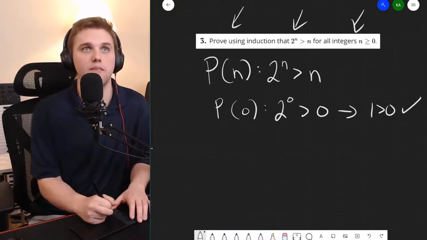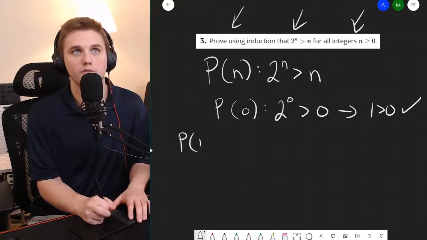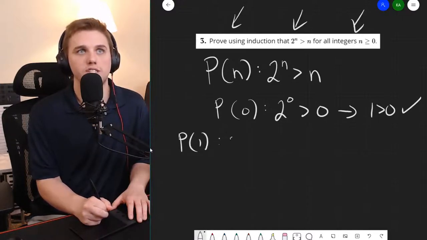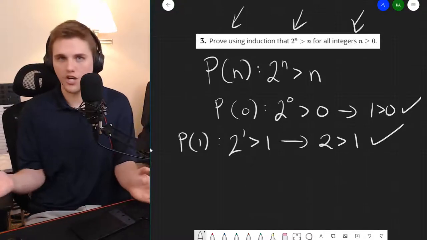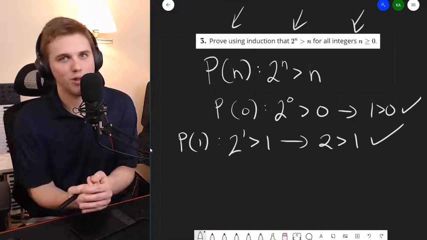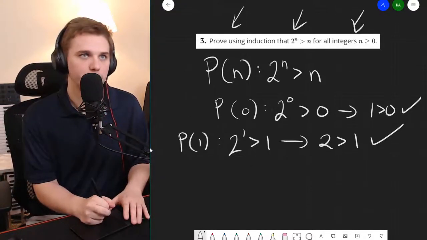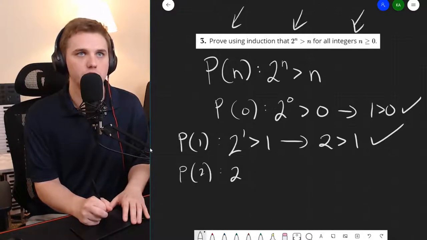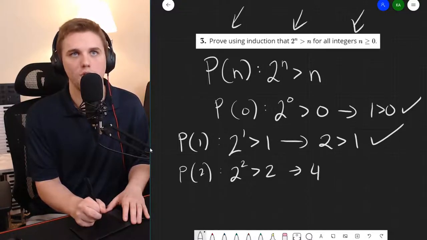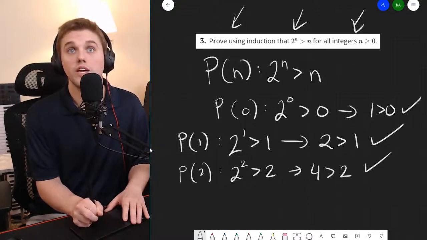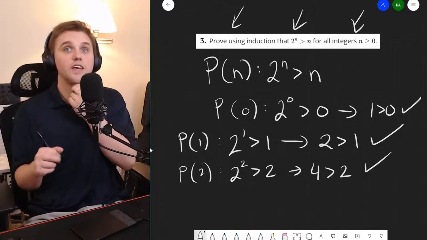Okay, one step closer. Let's go to the next step. The next step is P(1), which says that 2^1 is greater than 1. Is this true? Well, this just says 2 is greater than 1, which is true. Good. We're one step closer to the truth. Let's go to the next one. P(2). This says that 2 squared is greater than 2. Let's verify that. That just says 4 is greater than 2. Yes. Good, good, good.